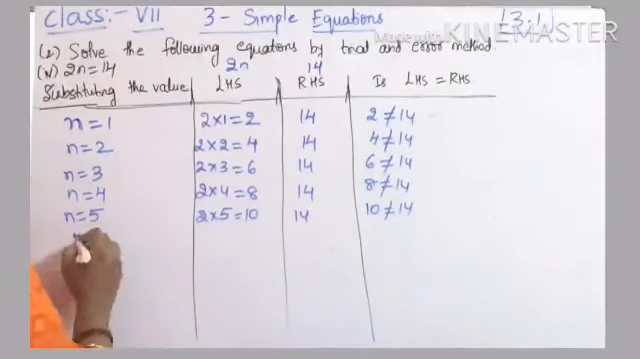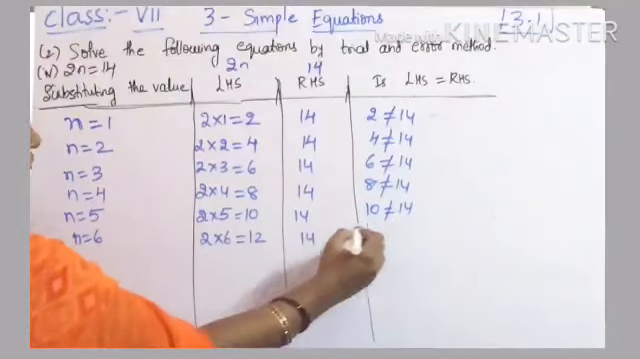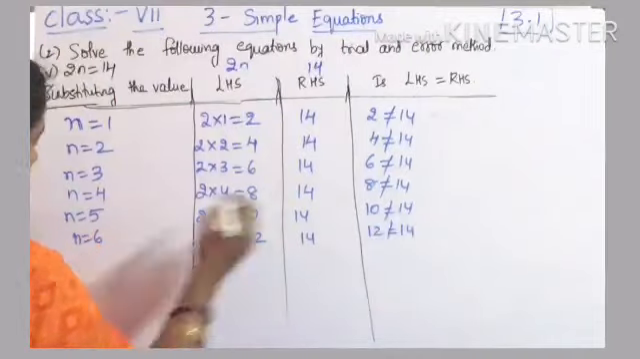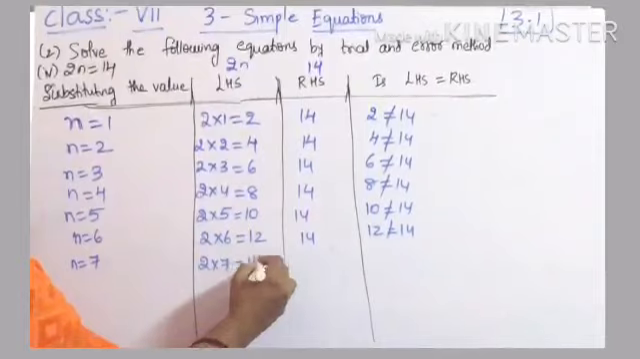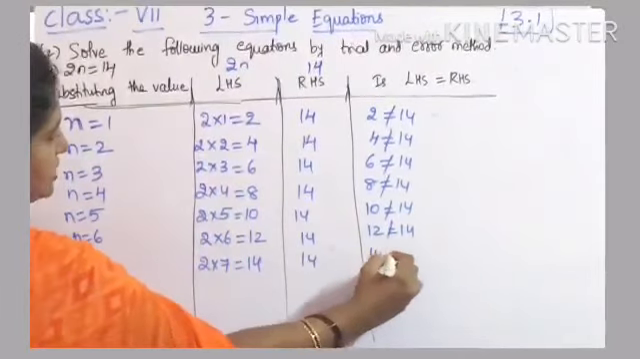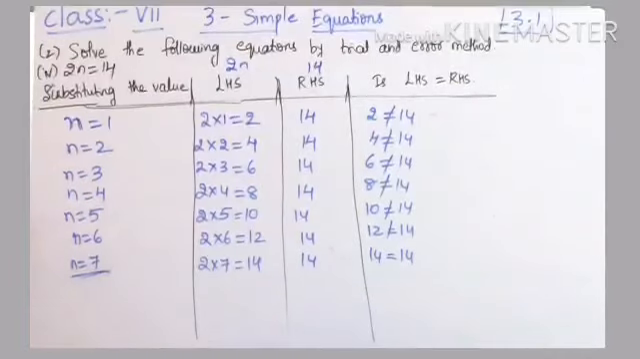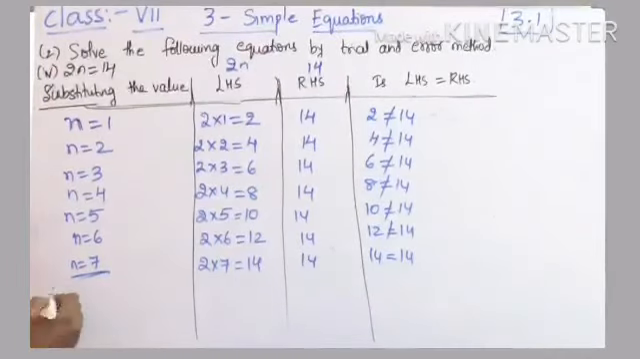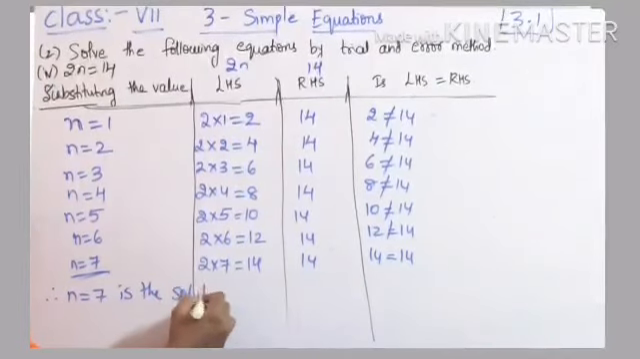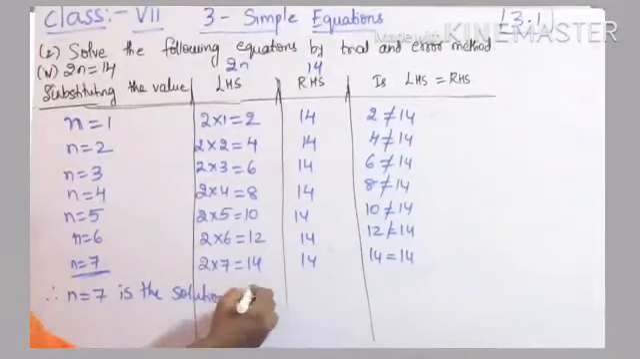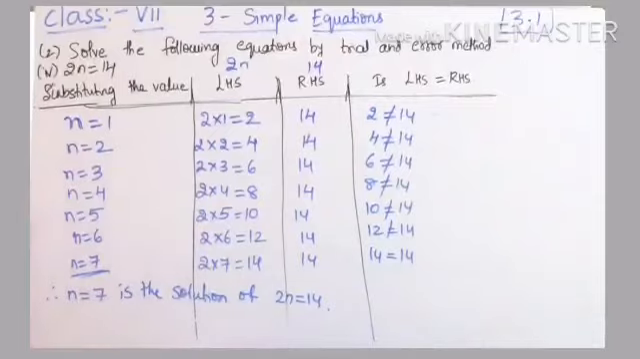No. Next n equal to 6. 2 into 6. 2 sixes are 12. And RHS is 14. Is 12 equal to 14? No. Next n equal to 7. So 2 into 7. 2 sevens are 14 and RHS is 14. So LHS equal to RHS. At what value of n are you getting LHS equal to RHS? At n equal to 7. Therefore, n equal to 7 is the solution of 2n equal to 14. So by this sum we completed exercise 3.1.